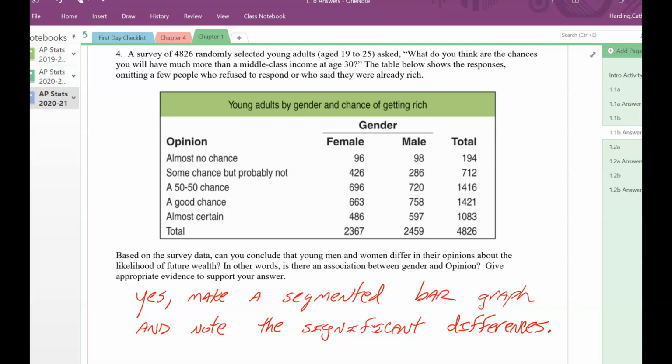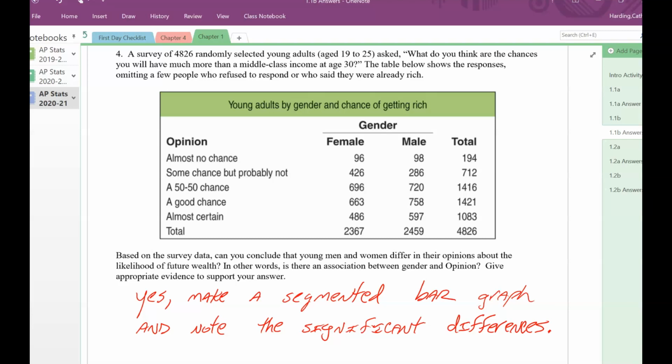And when you look at this table, you can't just simply compare counts. If you look here, almost certain, 486 females, 597 males. Well, there's more males that said they were almost certain about their future wealth. But if you look at the entire survey, there were more males in the survey anyway. So the question really is more about proportion. Did the same proportion of females say that they were almost certain to have future wealth versus males that said the same thing? You can see the answer's already in there.